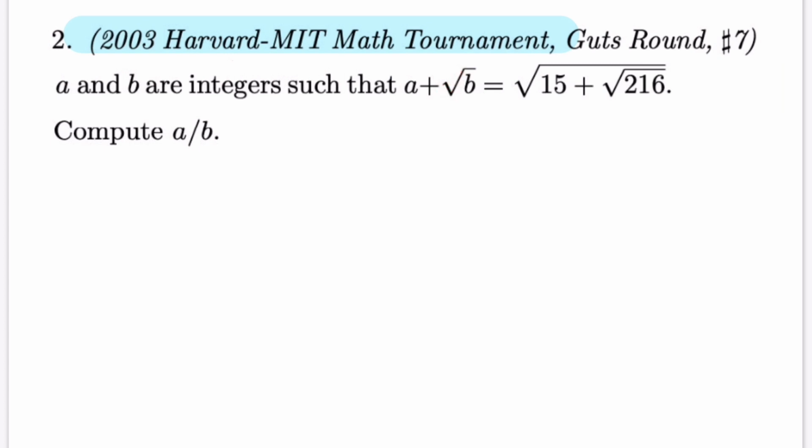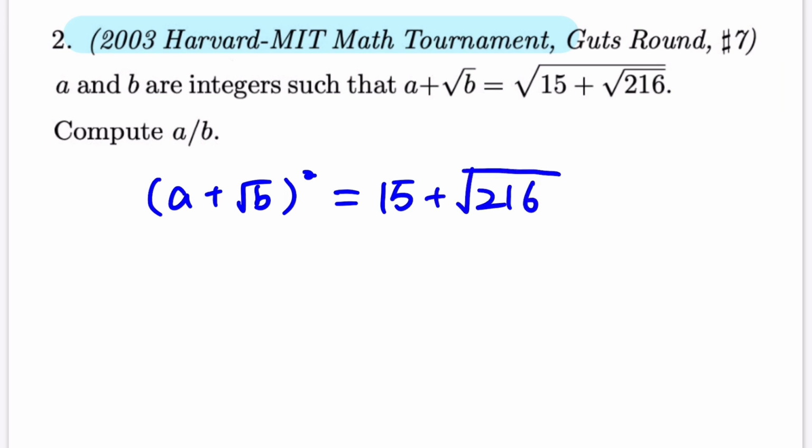sign, but on the right hand side there is a bigger square root sign that covers everything. I want to get rid of that square root sign, and what I do is I square both sides to get rid of that. Then I immediately get a plus square root of b squared is equal to 15 plus square root of 216. And I will expand the left side by applying a square of a sum formula.